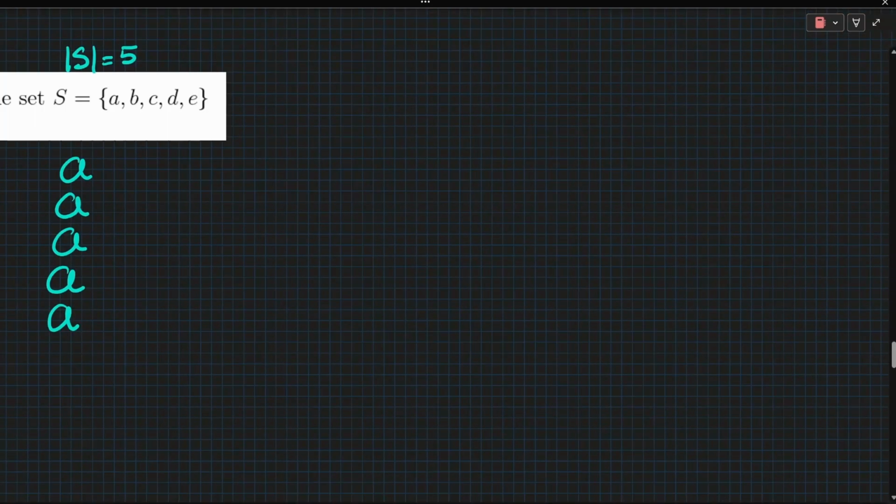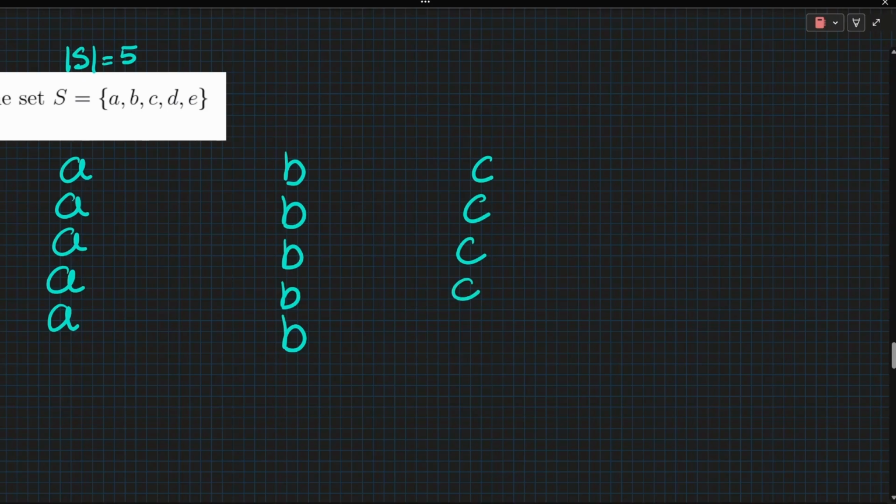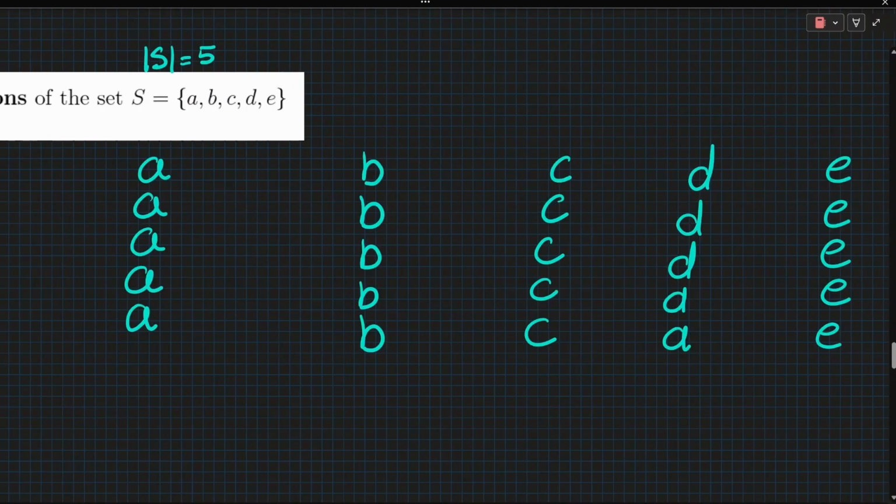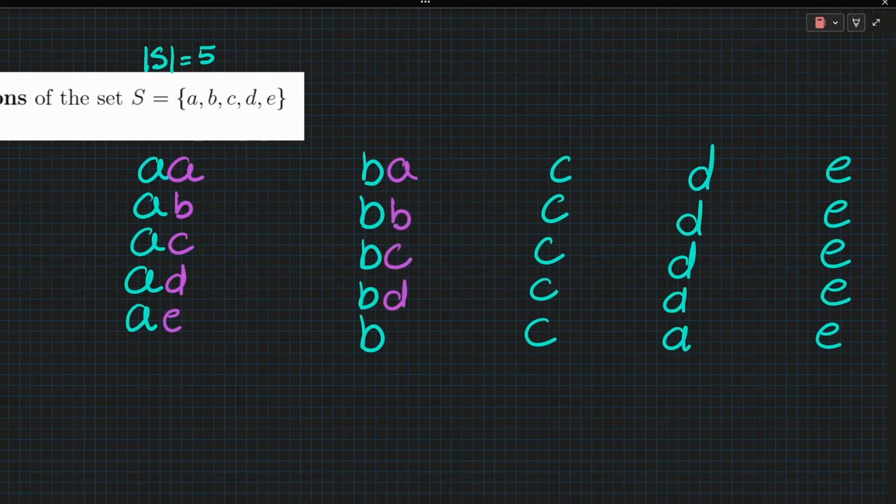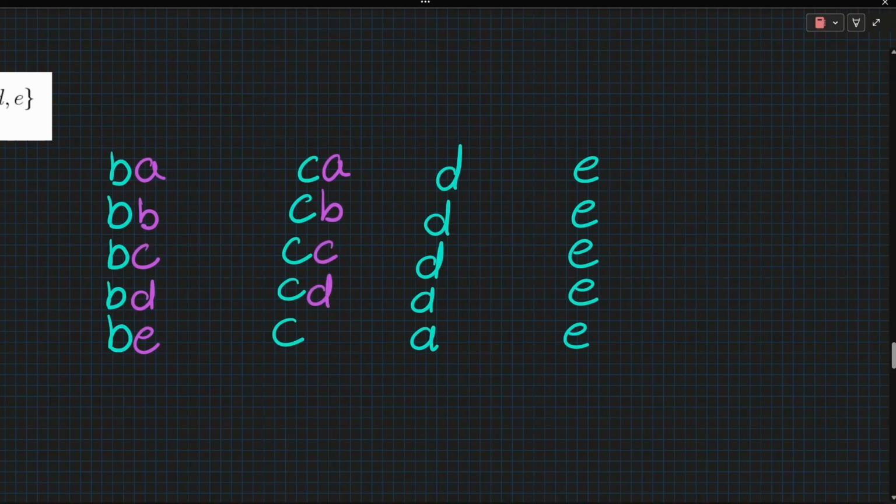So we'll list this A out. Then we'll list out B five times: B, B, B, B, B. We'll list out C: 1, 2, 3, 4, 5. Then D: 1, 2, 3, 4, 5. Then E: 1, 2, 3. Then what I want you to do is list every single one of those letters alongside these pre-written letters. So it'd be A, B, C, D, E, then A, B, C, D, E, and so on, once more A, B, C, D.